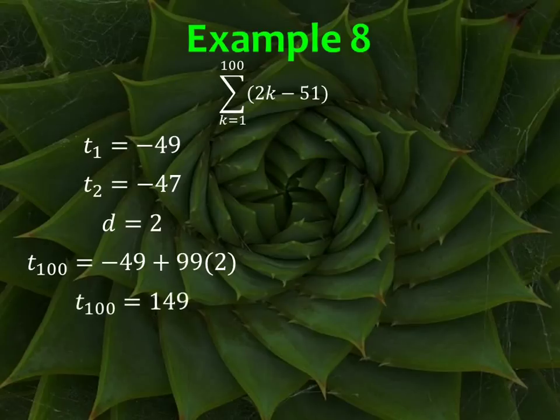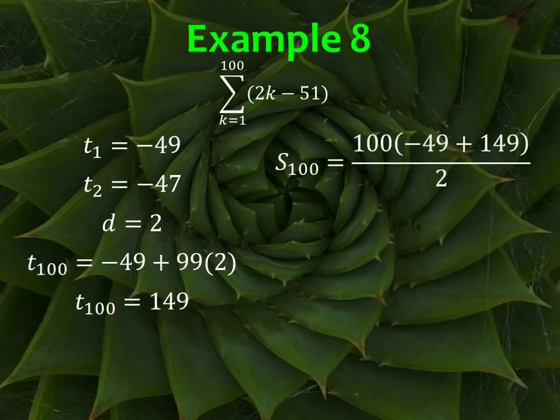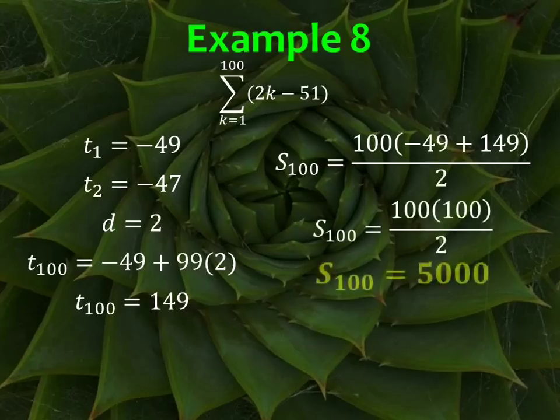So we're going to plug it into the sum of an arithmetic series. We know the number of terms is 100. We know the first term is negative 49. We know the last term is 149. We divide that entire product by 2, and the sum is 5,000.